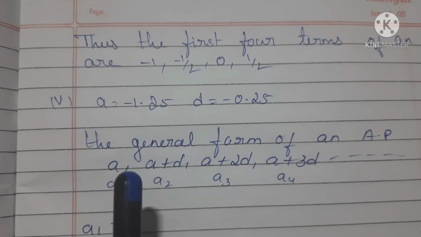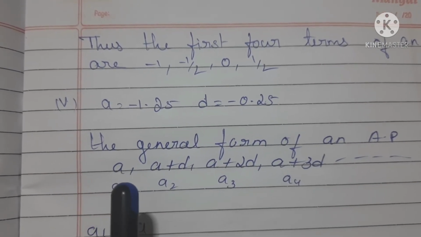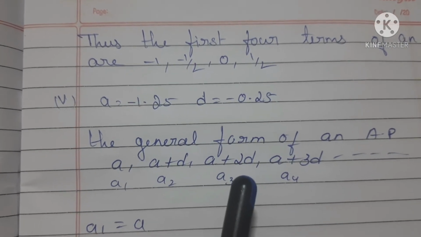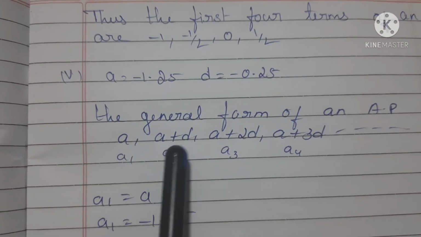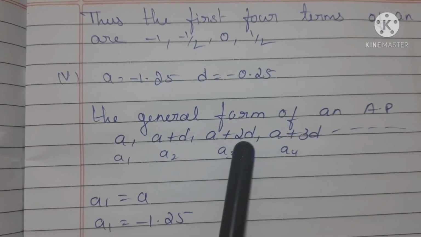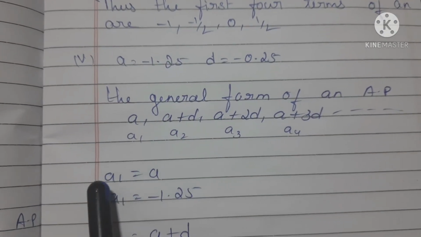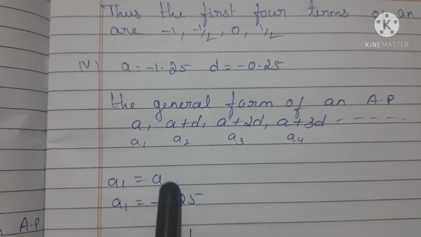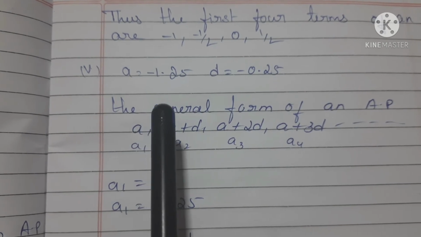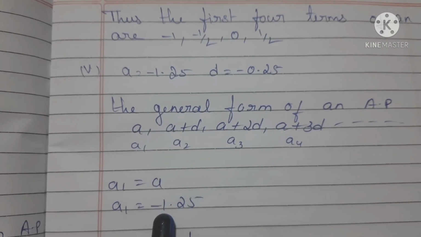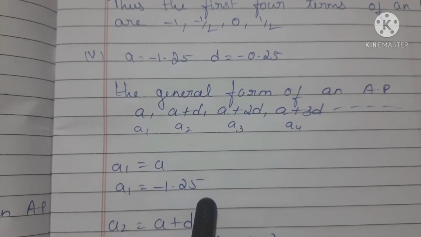Now, first write down the general form of AP. The general form of an AP is a, a plus d, a plus 2d, a plus 3d. Now, a is the first term and a plus d is the second term. a plus 2d is the third term. a plus 3d is the fourth term. Now, write down a1 is equal to a. Here a1 is equal to a value they gave, minus 1.25.